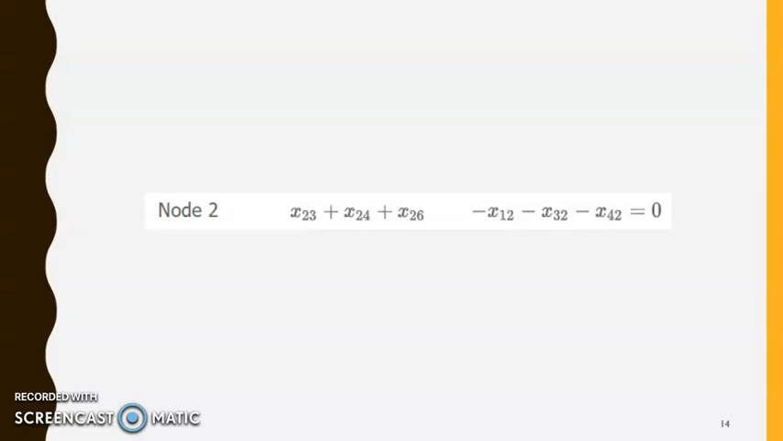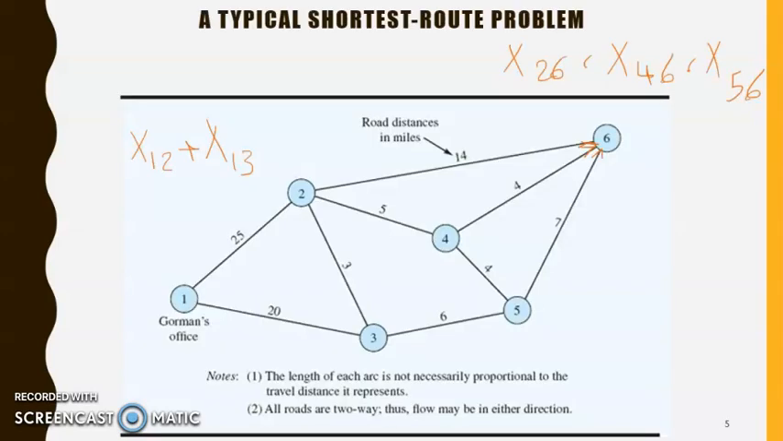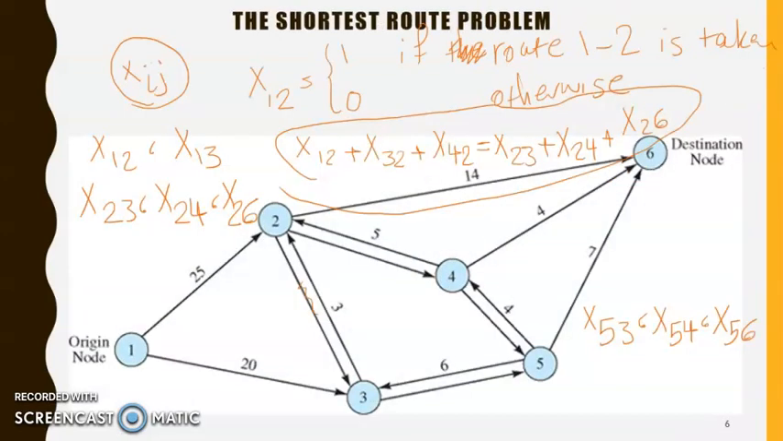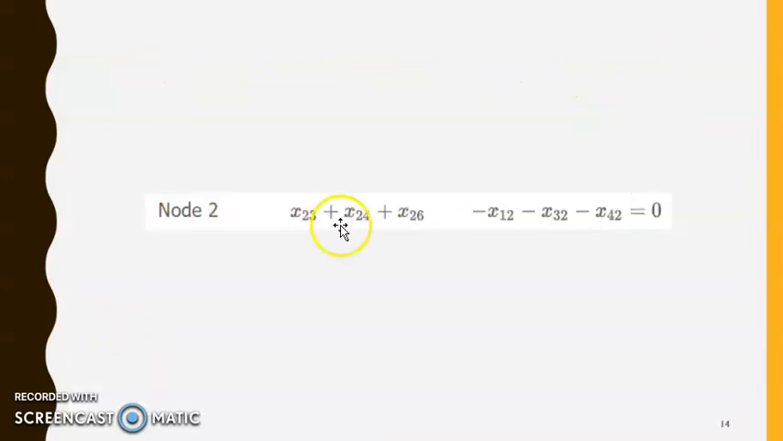x23, x24, x26 equal to, oh, we forgot x12 here. No, it is here: x12, x32, x42, and x23, x24, x26. I just thought I forgot x12 over there. So, yes: x12, x32, x42, and x23, x24, and x26.